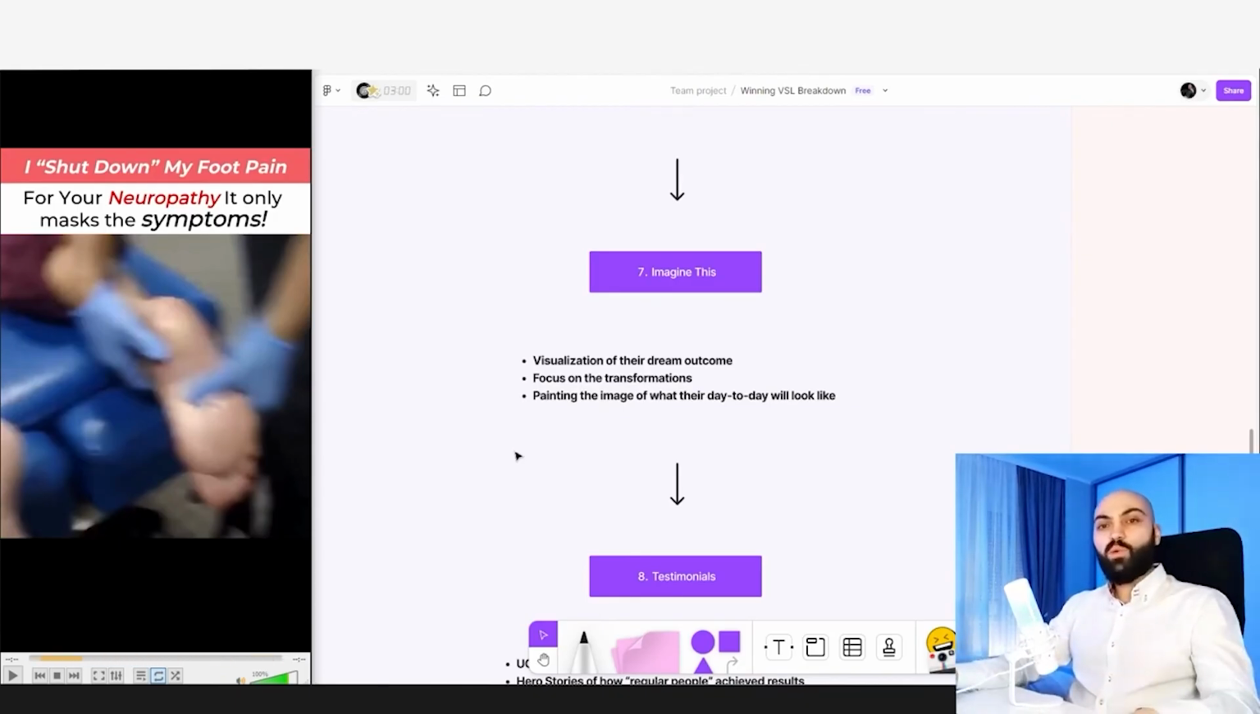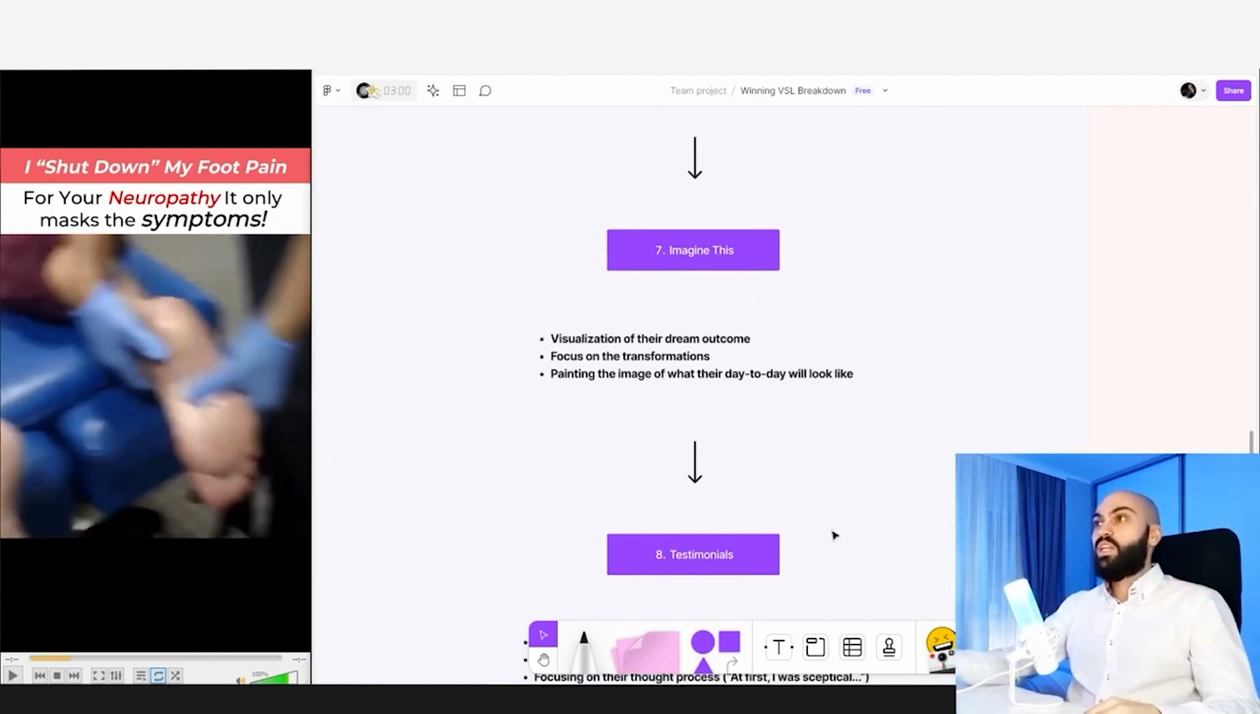For example, if we were trying to sell a wrinkle cream, we wouldn't focus on the ingredients, the packaging, why it's so premium, but we would focus on the emotions of the transformation that they would feel. If we said, would you like to look 20 years younger? You would say yes, but if I said, would you like to have the product that is well designed and comes in a beautiful package and everything, you wouldn't care as much. So we need to paint the image of what their day-to-day would look like if they solved the problem.